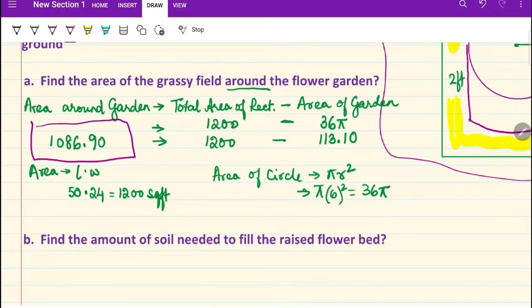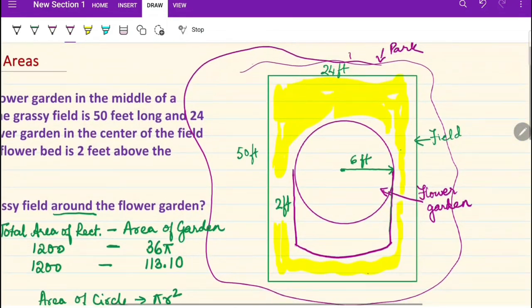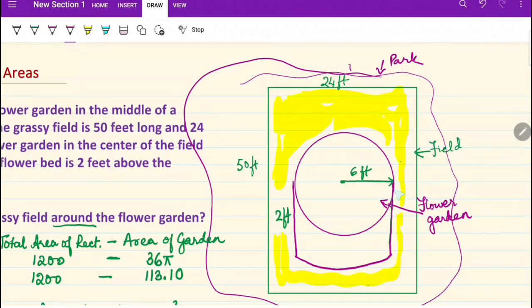So the area around the garden is 1086.9, but what are the units that we use here? It's square feet. You have to qualify it with the proper units because it's the area, it's going to be square something. So 1086.90 square feet is the area of all this yellow region inside the rectangle but outside of the circular garden.